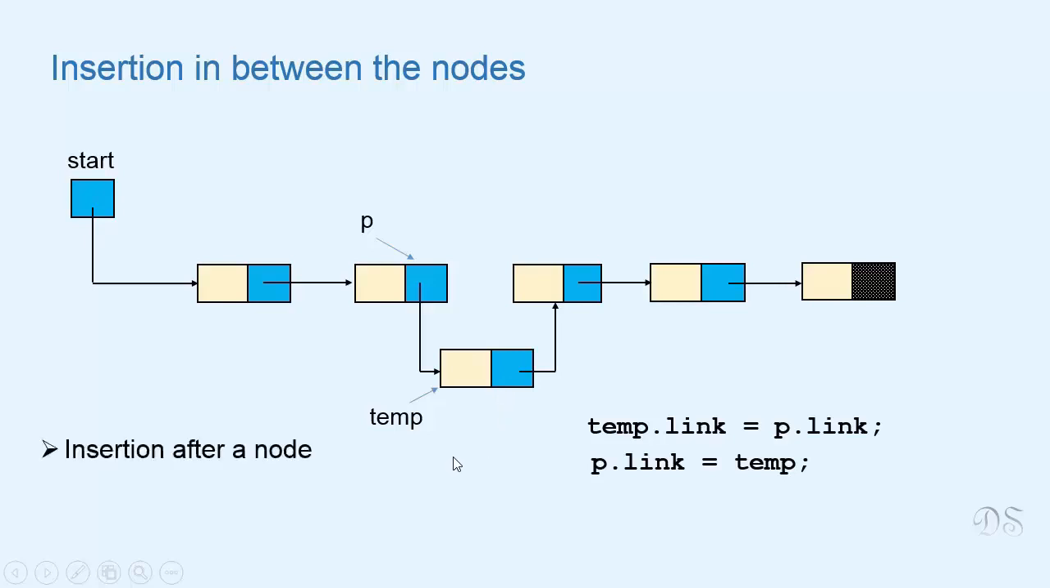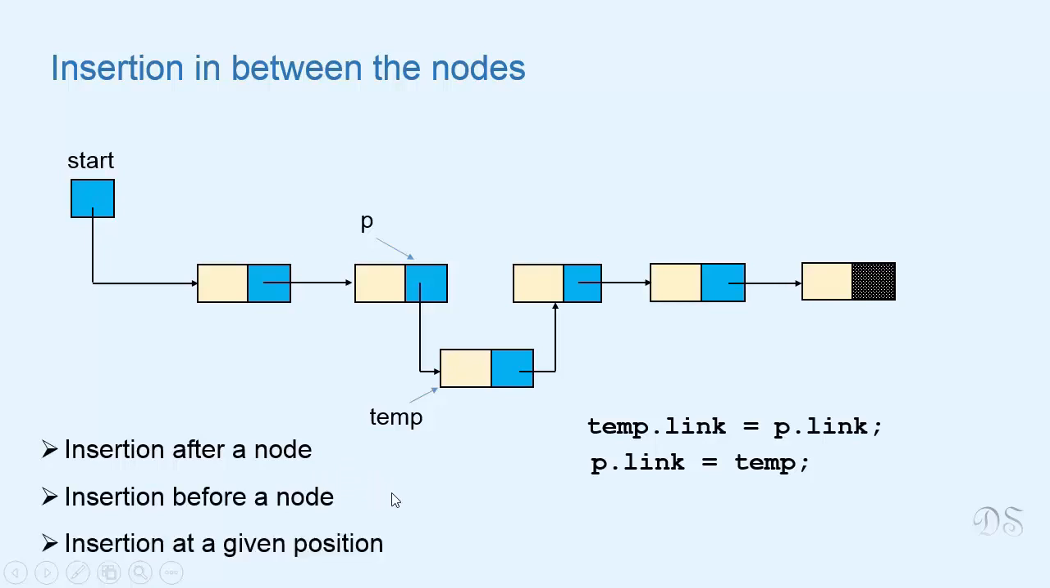Now we'll see how we can insert a new node after a given node, how we can insert a new node before a given node, and how we can insert a new node at a given position. These two statements of insertion will be the same in all three cases. The only difference will be in how we find this reference p.